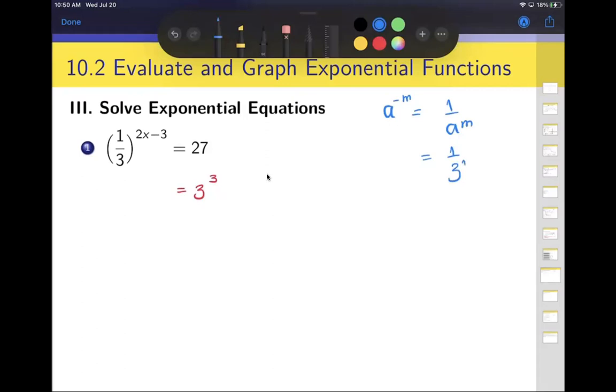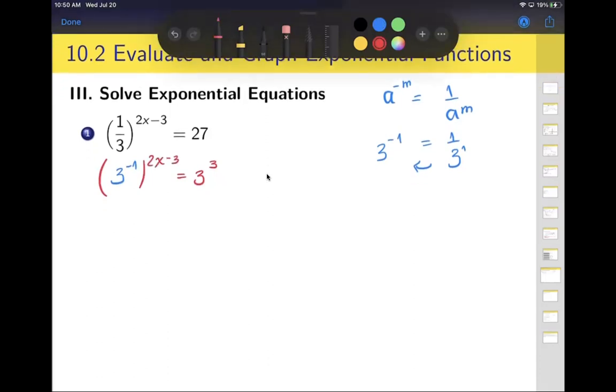If I want to write it with the base without the fraction, how do I reverse engineer? Well, a is 3, m is 1, but instead of 1, you're going to have -1. So 3 to the -1. On the left hand side, I can just write 3 to the -1, and then outside, I have 2x minus 3.